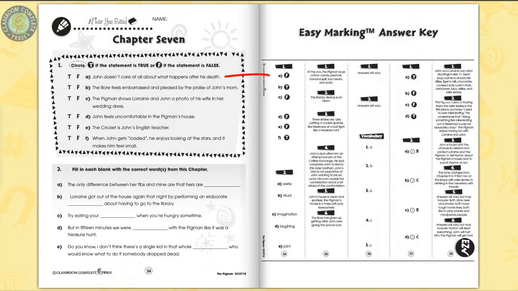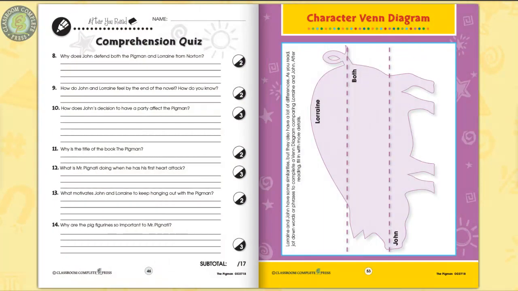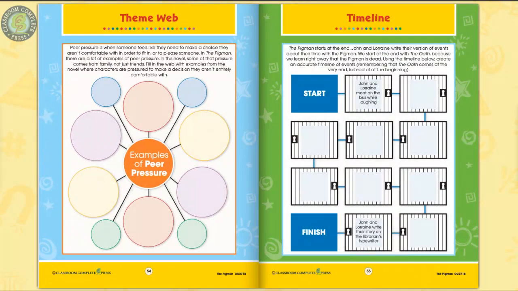The easy marking answer key works by lining up perfectly with the matching question pages. 3 color posters, which are graphic organizers, completes the resource. Create an accurate timeline of events that take place throughout the story.